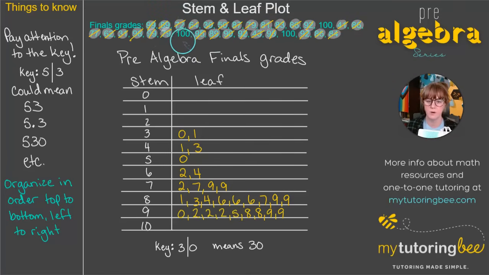Great, and then for my last number, 100s, I've got 3 of those. I'm not going to have any grades higher than 100, so these are all just going to be represented with zeros there in the ones place to go along with the 10. The 10 tens makes 100, so that's why we have a 10 there. And that's it. That's how we create a stem and leaf plot.